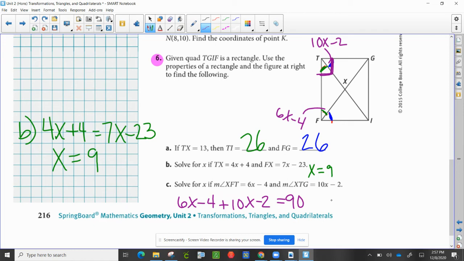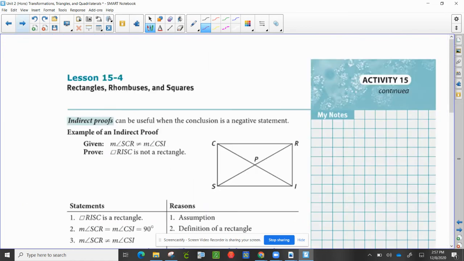So if I clean this up, what do we get? 16x minus 6 is equal to 90. So if we finish this problem, we add 6 over, divide by 16. We should get that x is 6. Okay. So again, a rectangle is a parallelogram, has all the same properties of a parallelogram. The only thing that's different is that all vertices are 90 degrees. Okay, let's move on to our next shape.